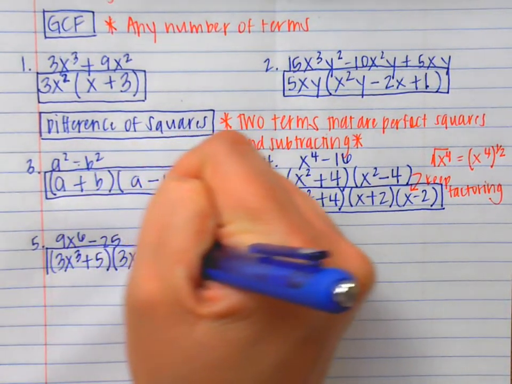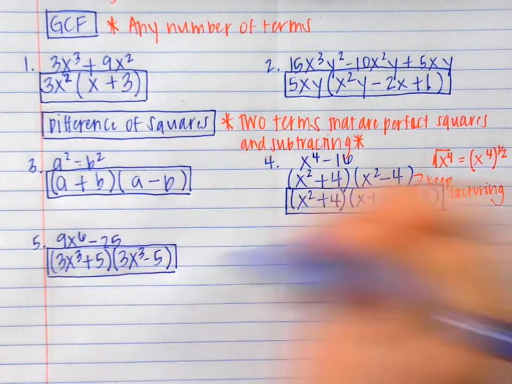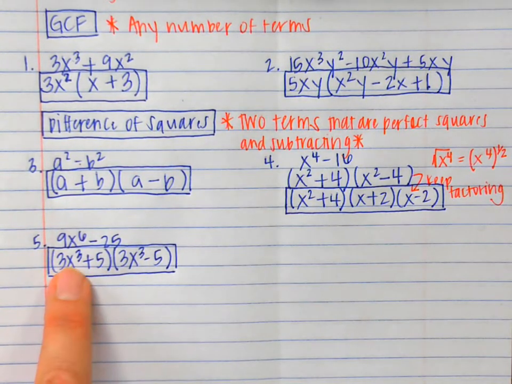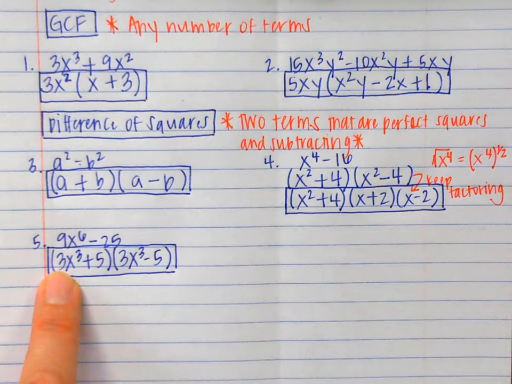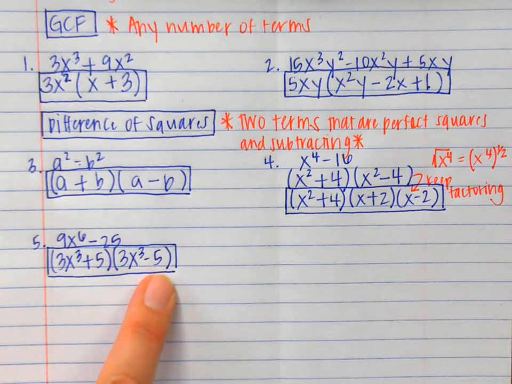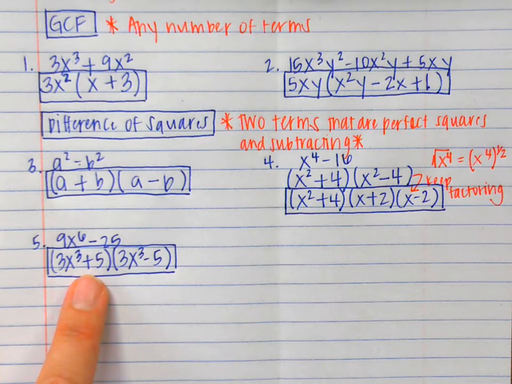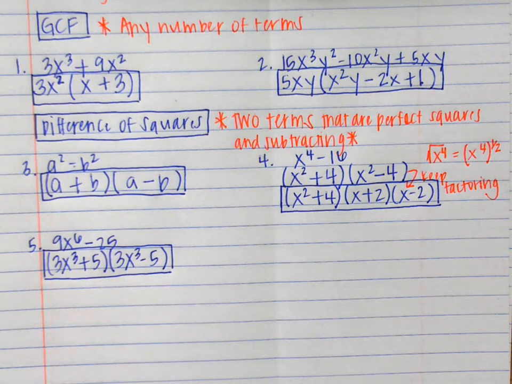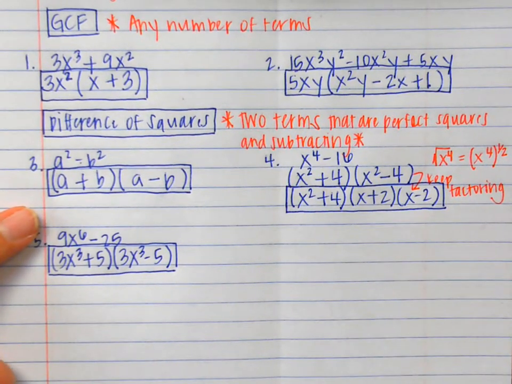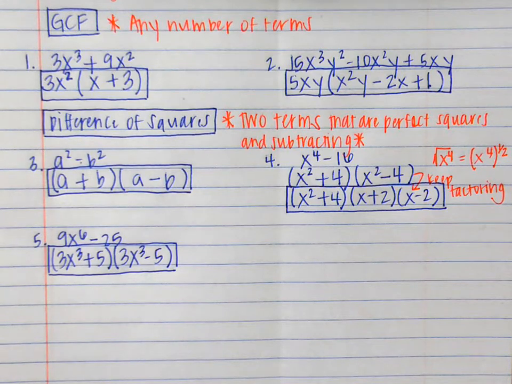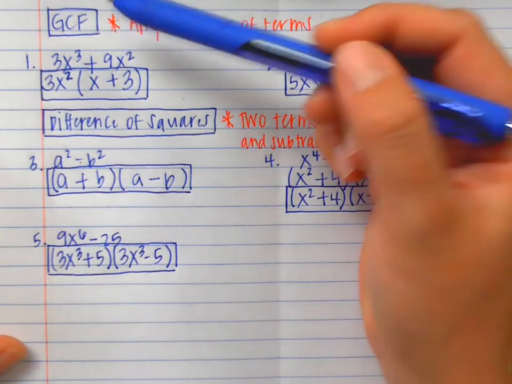Now, if you're wondering, does it matter what order you put them in? The 3x cubed and the 5, the first term has to go in the first spot, second term has to go in the second spot. But you can put the plus factor first and the minus factor second, or you can put the minus factor first and the plus factor second. It doesn't matter. That would get you the same thing. Now remember, every single time with factoring, you can always check by multiplying it back together. If you get what you started with, then you're right. Okay, so those are my first two.